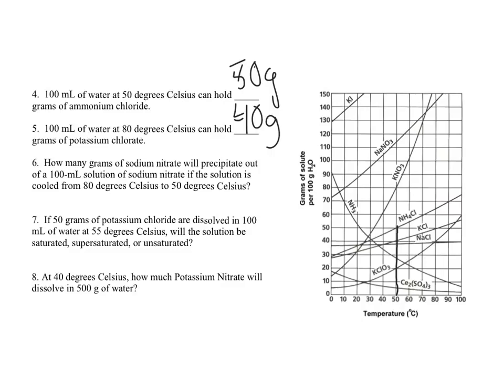Well, sodium nitrate is NaNO3, and here's my NaNO3 line. At 80 degrees, I can dissolve about 145 grams. And at 50 degrees, here's my 50 degree temperature, I can dissolve about 115 grams. So when I have this solution at 80 degrees, I can dissolve 145 grams.